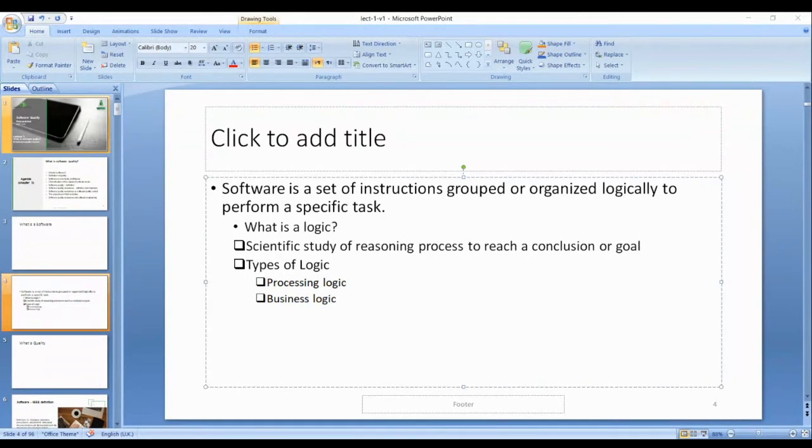Like sum is equal to num1 plus num2. How does it come to the business logic? How to define business logic?